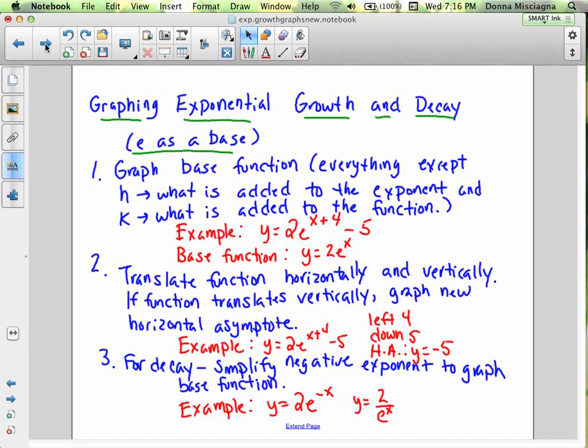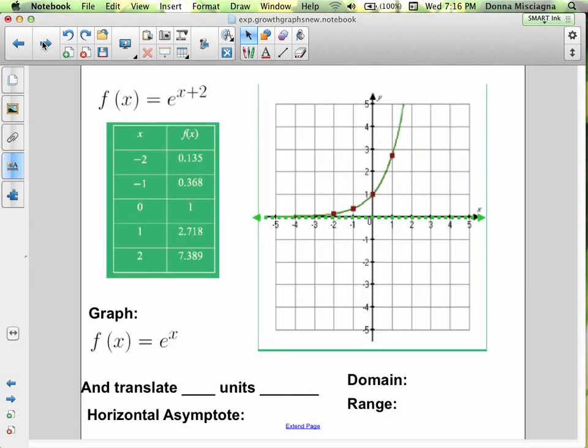Let's get started. On all of the graphs, I put the same table of values, which is the values for e to the x rounded. You can write this in your notes. This would be e to the negative 2, which is approximately 0.135. E to the negative 1 is approximately 0.368, because this would be the same as 1 divided by e squared, and this would be the same as 1 divided by e.